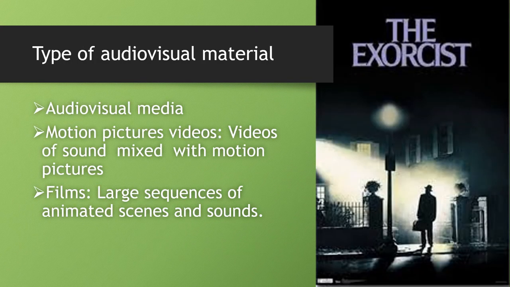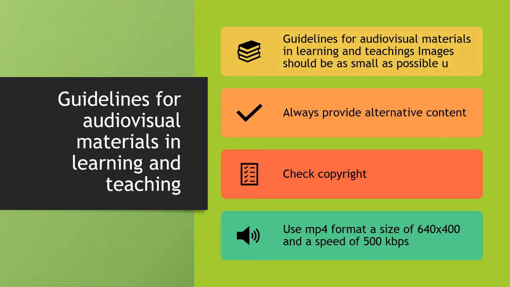Types of audiovisual material. Audiovisual media. Motion picture videos: videos of sound mixed with motion pictures. Films: a large sequence of animated scenes and sounds. Guidelines for audiovisual material in learning and teaching. Images should be as small as possible.